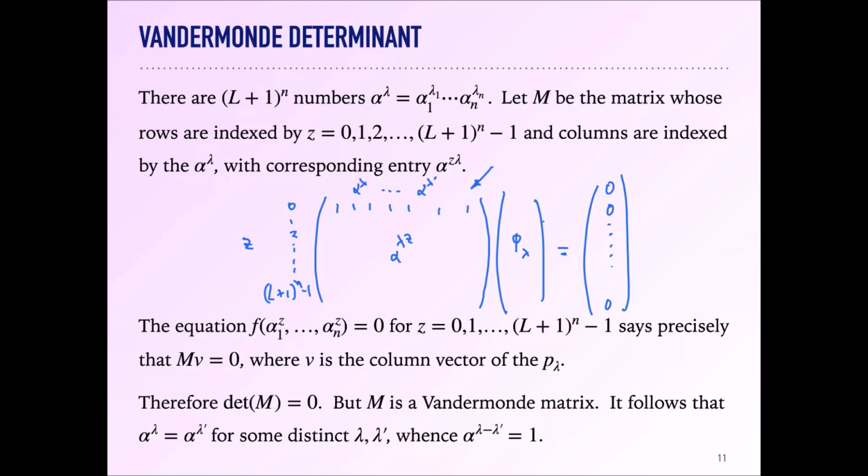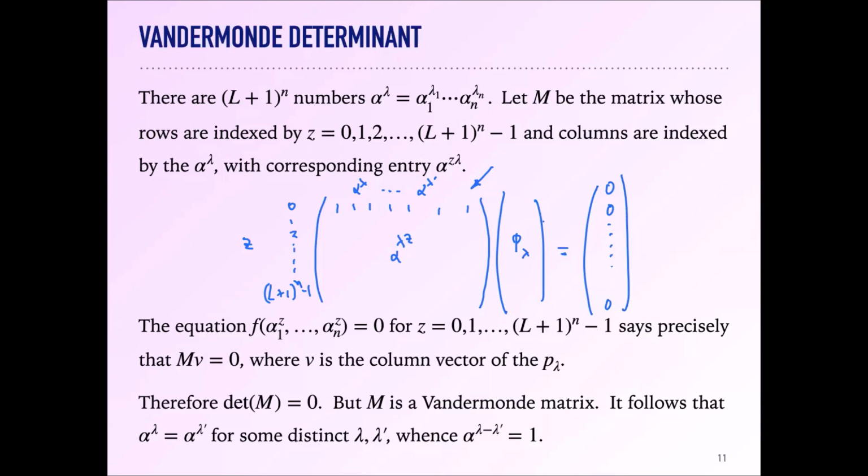So we know that some alpha to the lambda equals some alpha to the lambda prime if the determinant is actually 0. So you set alpha to the lambda equals alpha to the lambda prime for some distinct lambda and lambda prime, and that means that alpha to lambda minus lambda prime is equal to 1. Okay, and that's what we wanted, right?